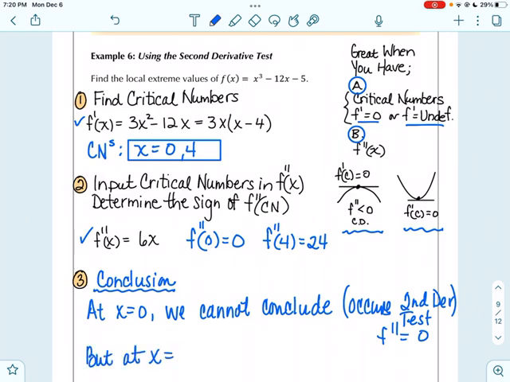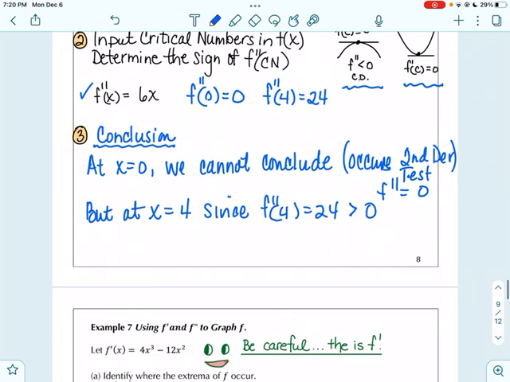since f double prime of 4 equals 24 and is greater than 0, here's what we can conclude. Now think about what a graph looks like when the second derivative is greater than 0. It's concave up, right? So then f of 4 must be at the bottom of the U shape, or the concavity is concave up. You can make it a U shape, it's just a picture. So therefore we conclude a relative minimum.